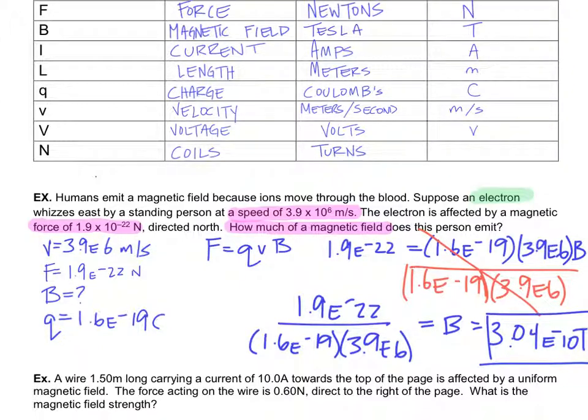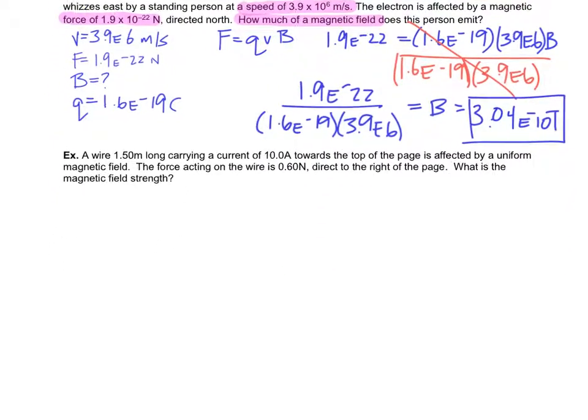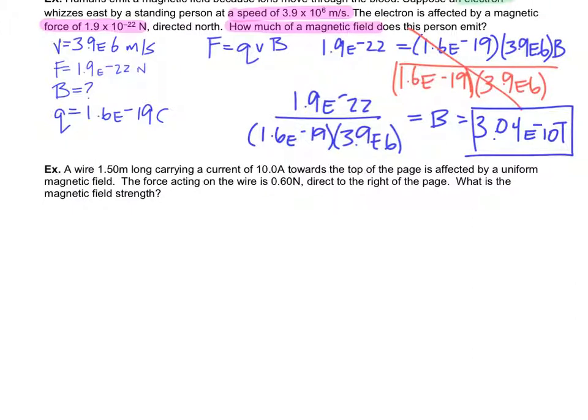Okay, now moving on to the next problem here. I've got a wire that is 1.5 meters long, carrying a current of 10 amps toward the top of the page, and is affected by a uniform magnetic field. The force acting on the wire is 0.6 newtons, directed to the right of the page. What is the magnetic field strength?